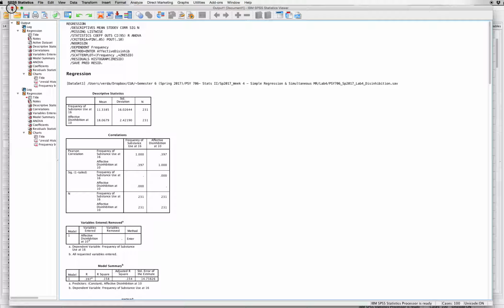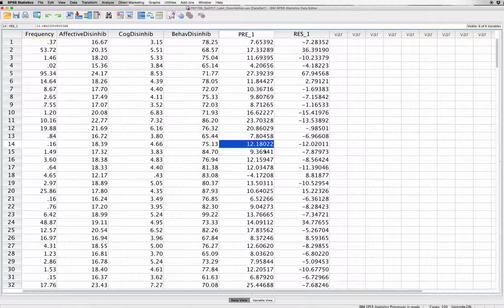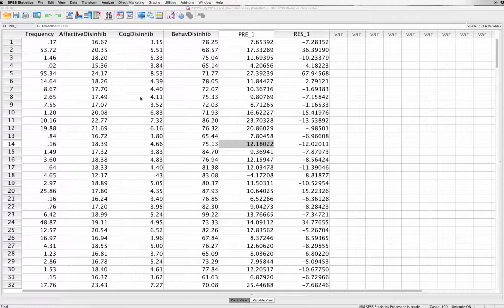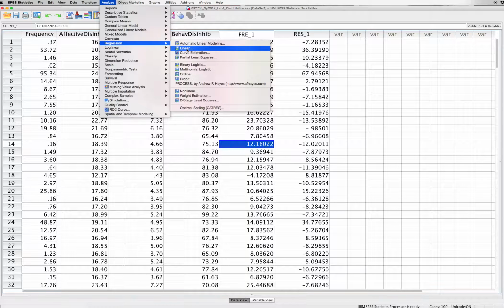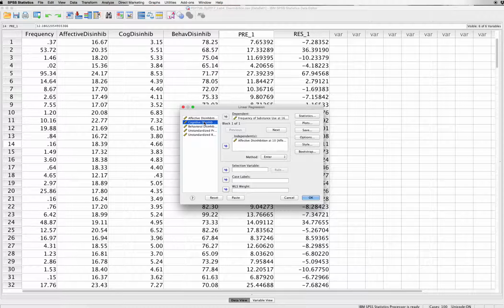So this is one of the examples for the simple regression. Let's get into an example for a simultaneous regression, or multiple regression. For example, we want to test whether affective disinhibition still predicts frequency of substance use even after we control for cognitive disinhibition. To do that, we go to the same options, but this time around we're also including cognitive disinhibition in our model.